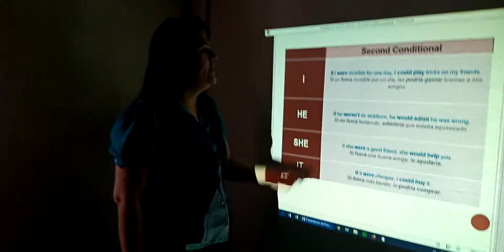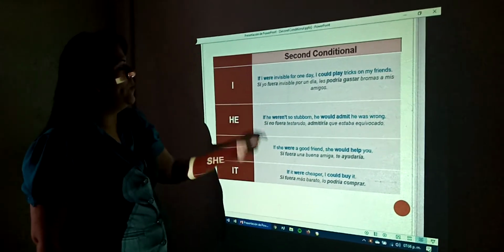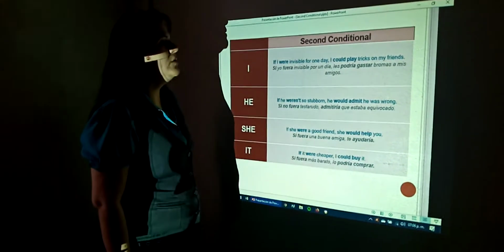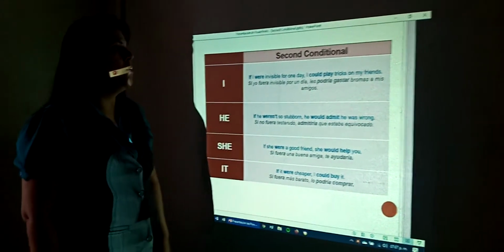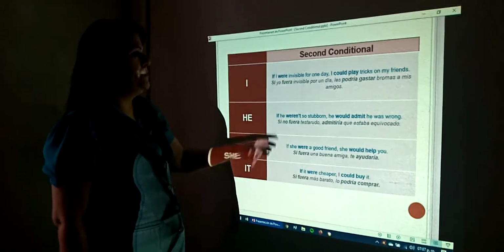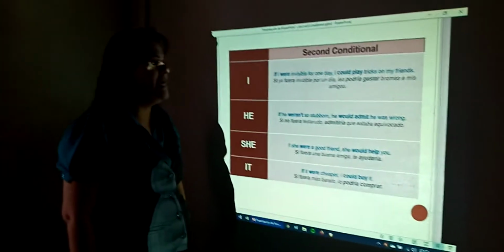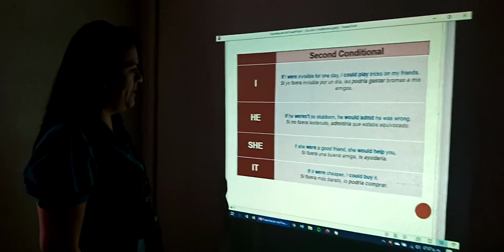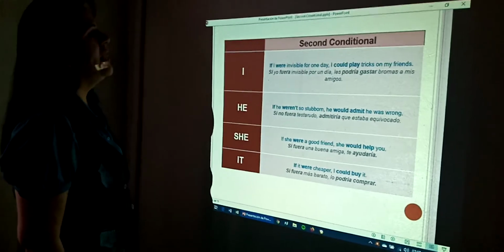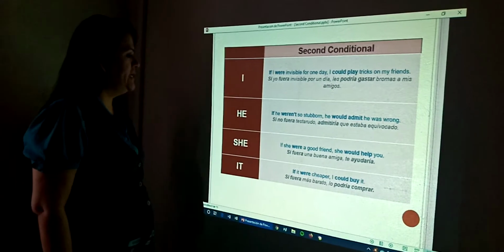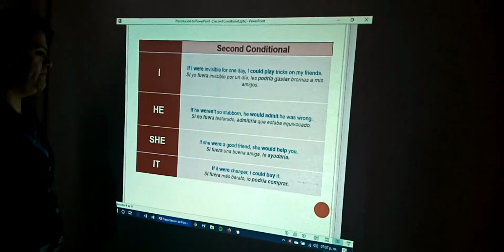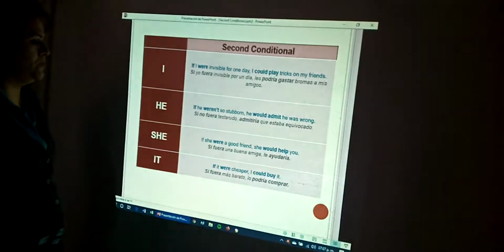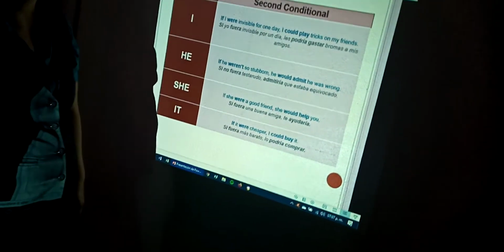If I. Okay? Next, if he weren't so stubborn, he would admit he was wrong. Repeat. If he weren't so stubborn, he would admit he was wrong. Spanish: si no fuera testarudo, admitiría que estaba equivocado. Next. If she were a good friend, she would help you. Repeat. Spanish: si fuera una buena amiga, te ayudaría.